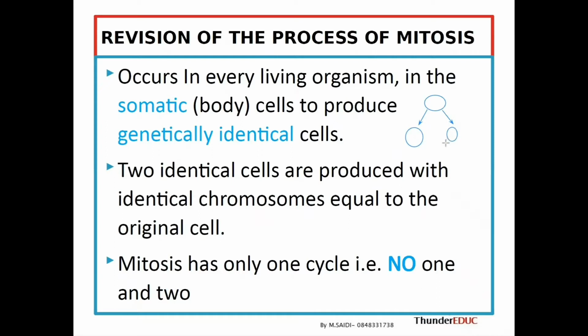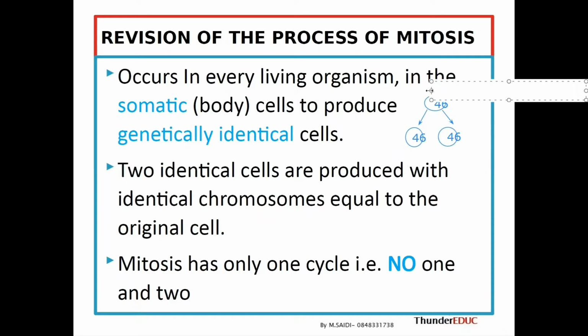So another definition of mitosis: it occurs in every living organism. Two identical cells are produced with identical chromosome number. What actually do we mean by identical chromosome number? If we had here 46 chromosomes in this original cell, this simply tells us that even here we're going to have 46 chromosomes. Even here we're going to have 46 chromosomes at the end of mitosis.